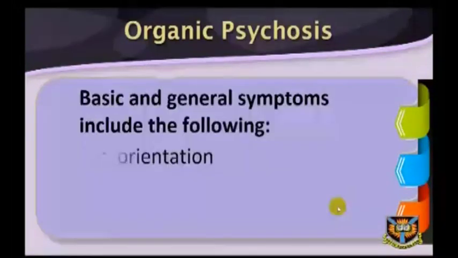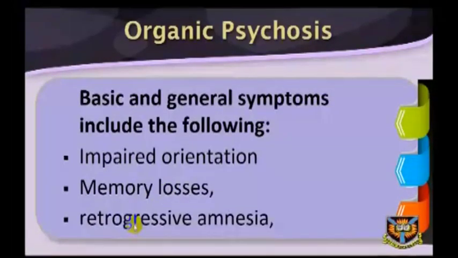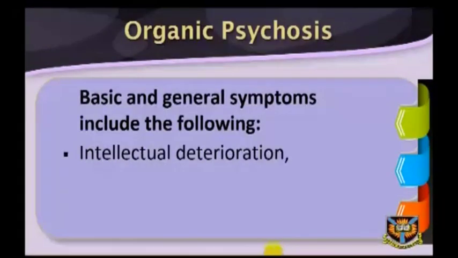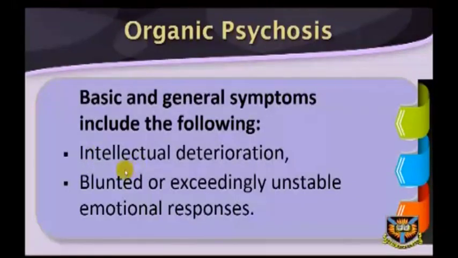Basic and general symptoms of organic psychosis will include the following. 1. Impaired orientation. 2. Memory loss, especially retrogressive amnesia, that is, loss of memory preceding an accident or illness. 3. Intellectual deterioration, such as difficulty in planning, reasoning, and communication. 4. Blunted or exceedingly unstable emotional responses.